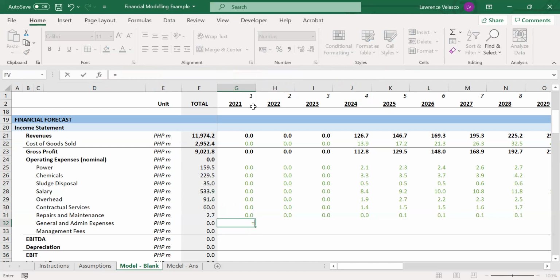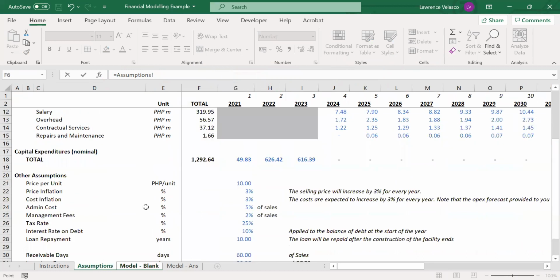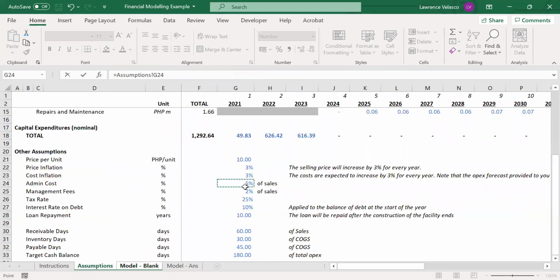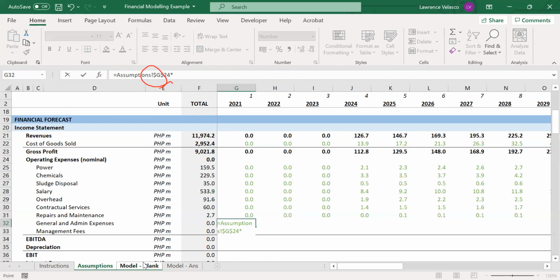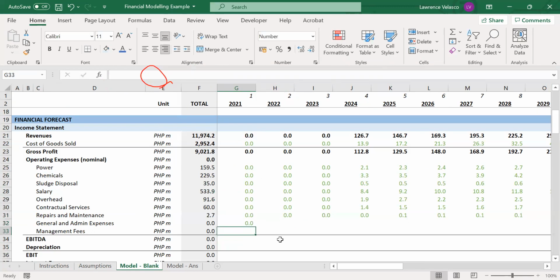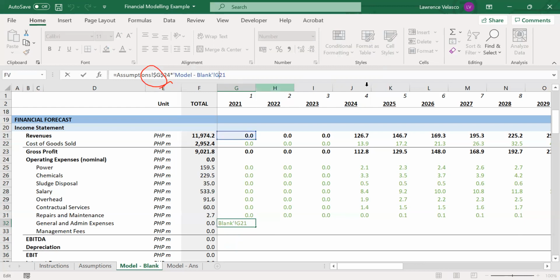Sabi, ang admin expenses daw is according to our assumptions, admin cost is 5% of sales. So 5%, i-fix uli natin. Lagyan uli natin ng dollar sign, no? Times the sales for that year. So the sales is here, right? So yan, computed na siya dyan. If you want, you can opt to not change the row so that it's safe. Okay.